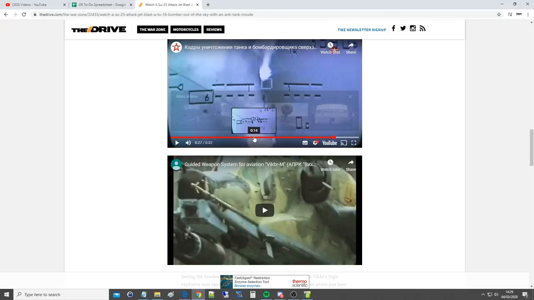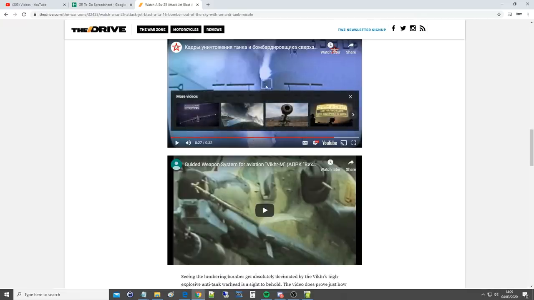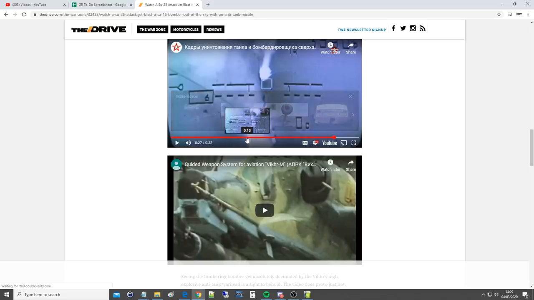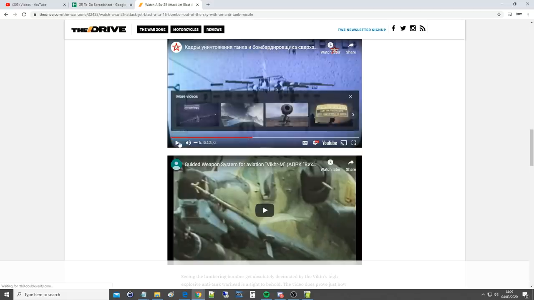That is really weird. Now the Vikhr is, I always get it the wrong way around. I think it's a beam riding missile. So what it does is it spins around a laser beam. That's how it guides. So the laser beam is set on the aircraft, basically where that box is, and it spins around that laser beam, and then it's got a fuse, obviously, that's set off. Let's go and watch that again, because that is so crazy.